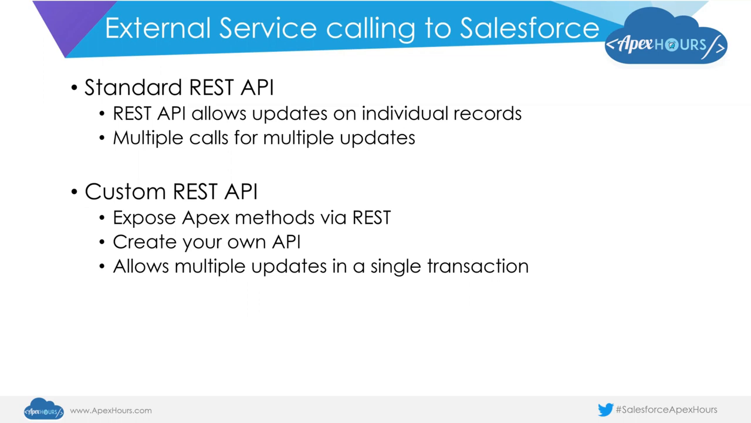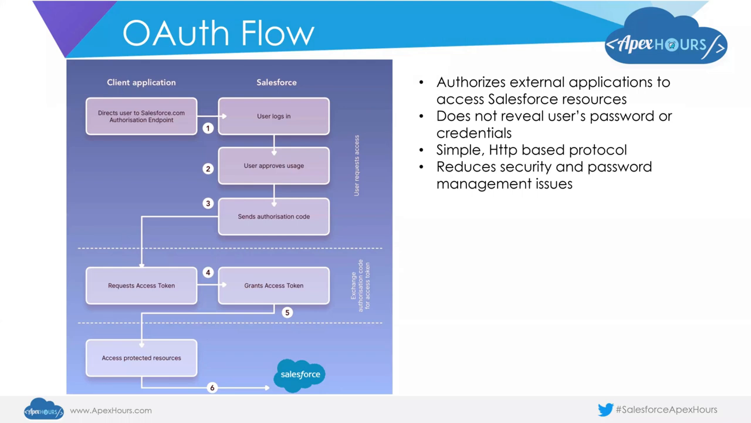So that's how, when it comes to custom REST API, you expose custom methods. You have the capability to create your own API, and then you can update multiple records in single transactions. So that's a simple difference between these two.